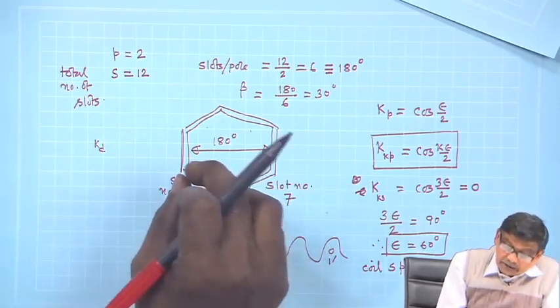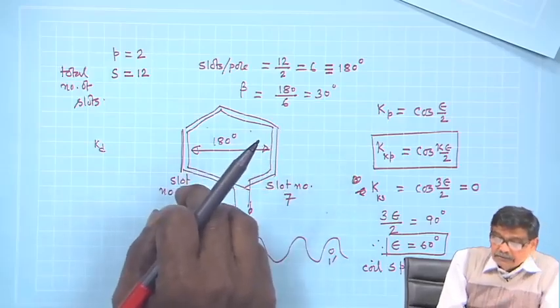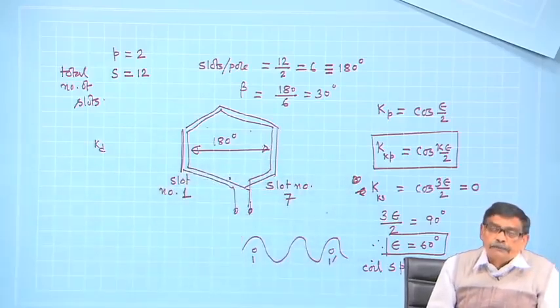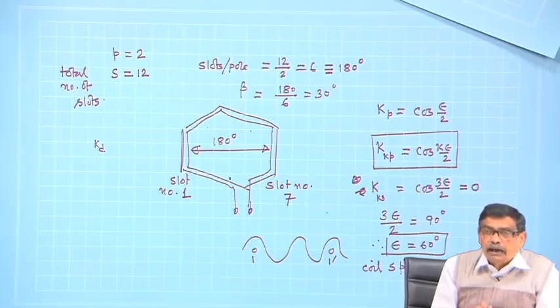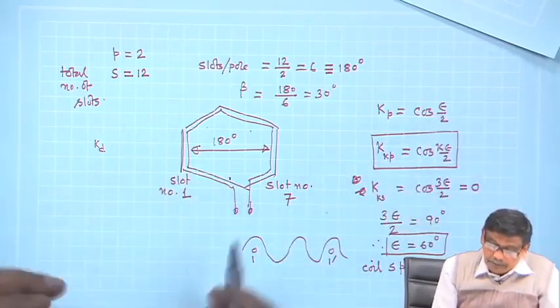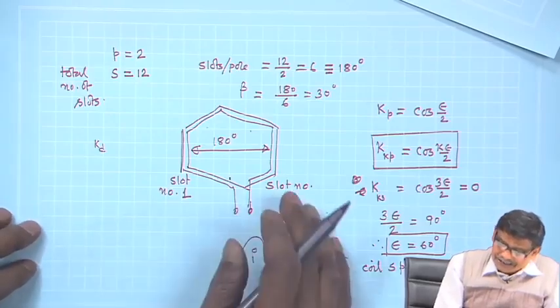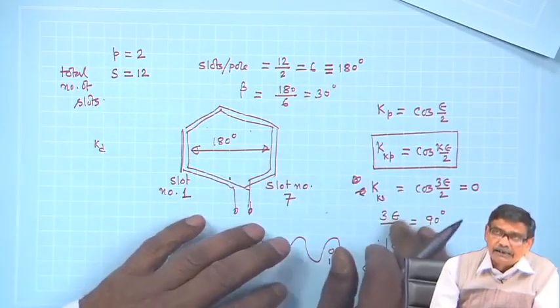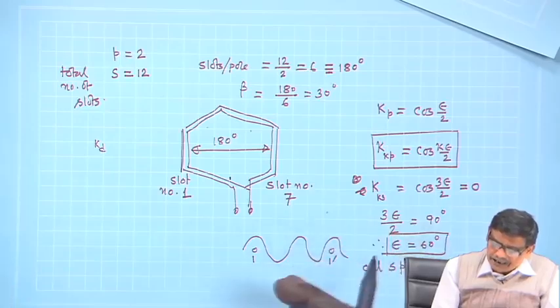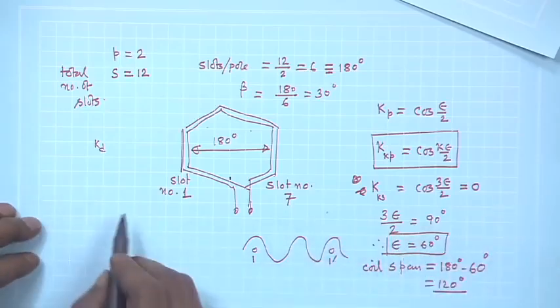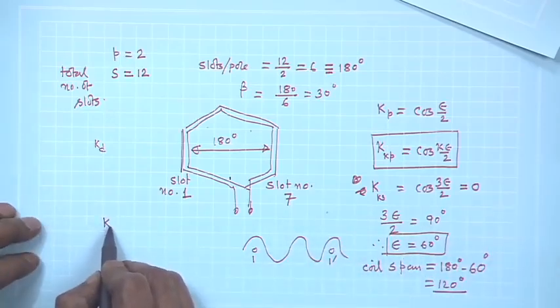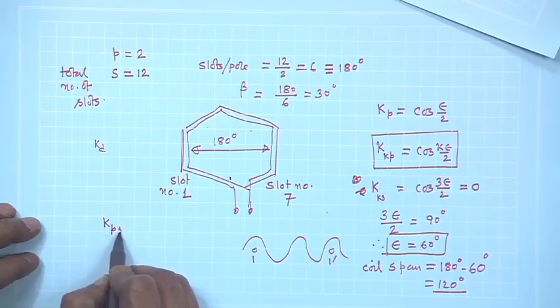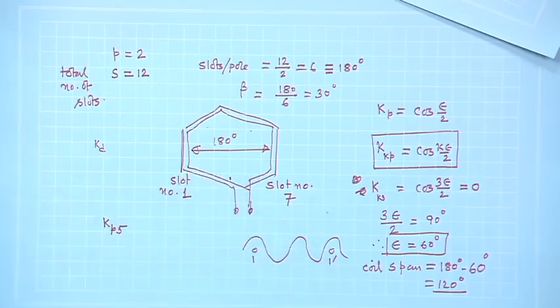By what angle I will short pitch is decided by me. If I want to eliminate, suppose in the same problem somebody says okay, third harmonic, let it be, just for academic exercise I am telling, third harmonic I do not mind, let it be there, but what will be the pitch factor corresponding to fifth harmonic I want to eliminate.